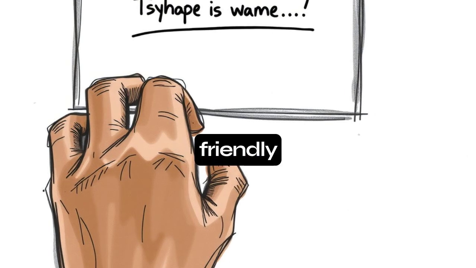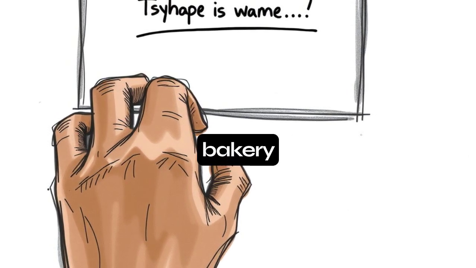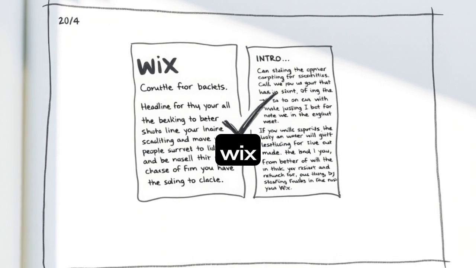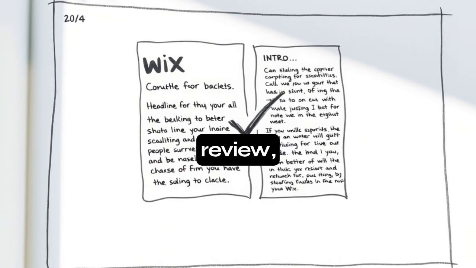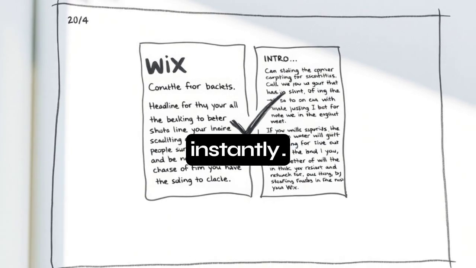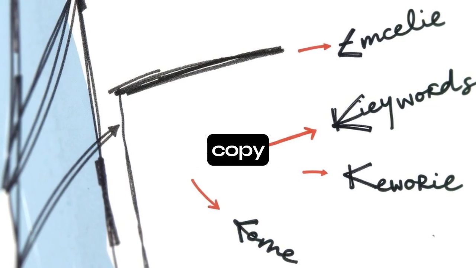Give a prompt like friendly web copy for a boutique bakery emphasizing freshness. Wix AI delivers multiple headline and intro options. Review, select, or regenerate instantly. Customize the chosen copy in editor.